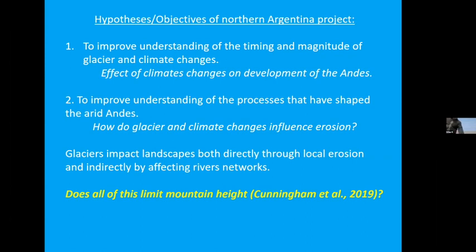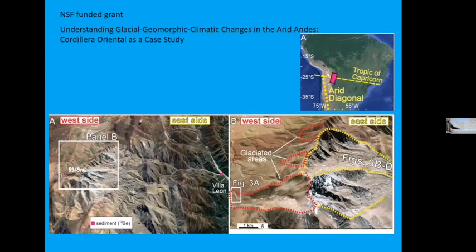The second one, you see, is to improve understanding of the processes that have shaped the arid Andes. And I just mentioned we're going from catchments that are heavily glaciated to ones that are lower, that haven't seen glaciers anytime soon, at least recently. And we're looking at how glaciers have impacted the landscape directly. Remember the one figure I showed? On the right side of the figure, you can see the deep valley versus the left side, which had glaciers. They just weren't eroding because it's drier.